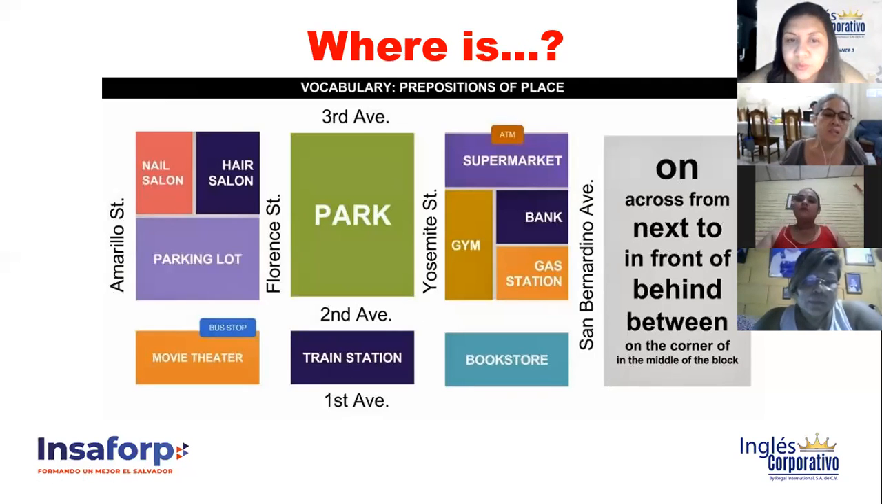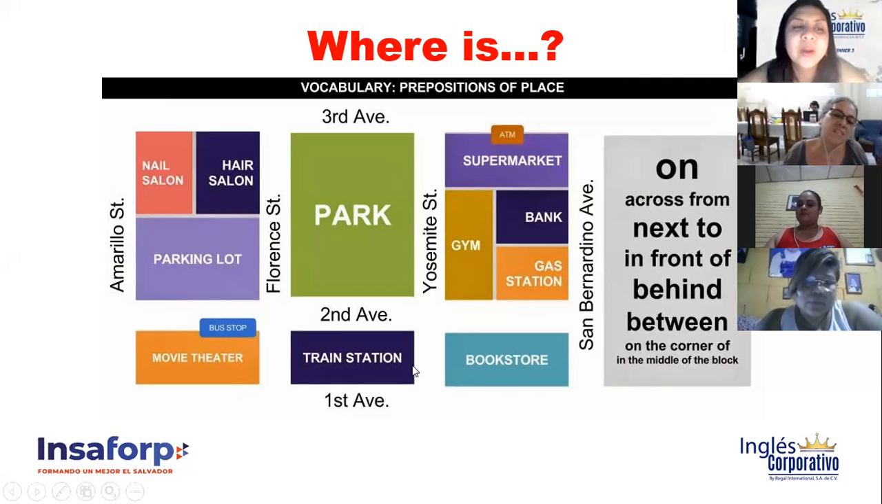Okay, if I ask you, where is the train station? We can say the train station is on Second Avenue. Another direction could be the train station is in front of the bookstore. In front of the park.